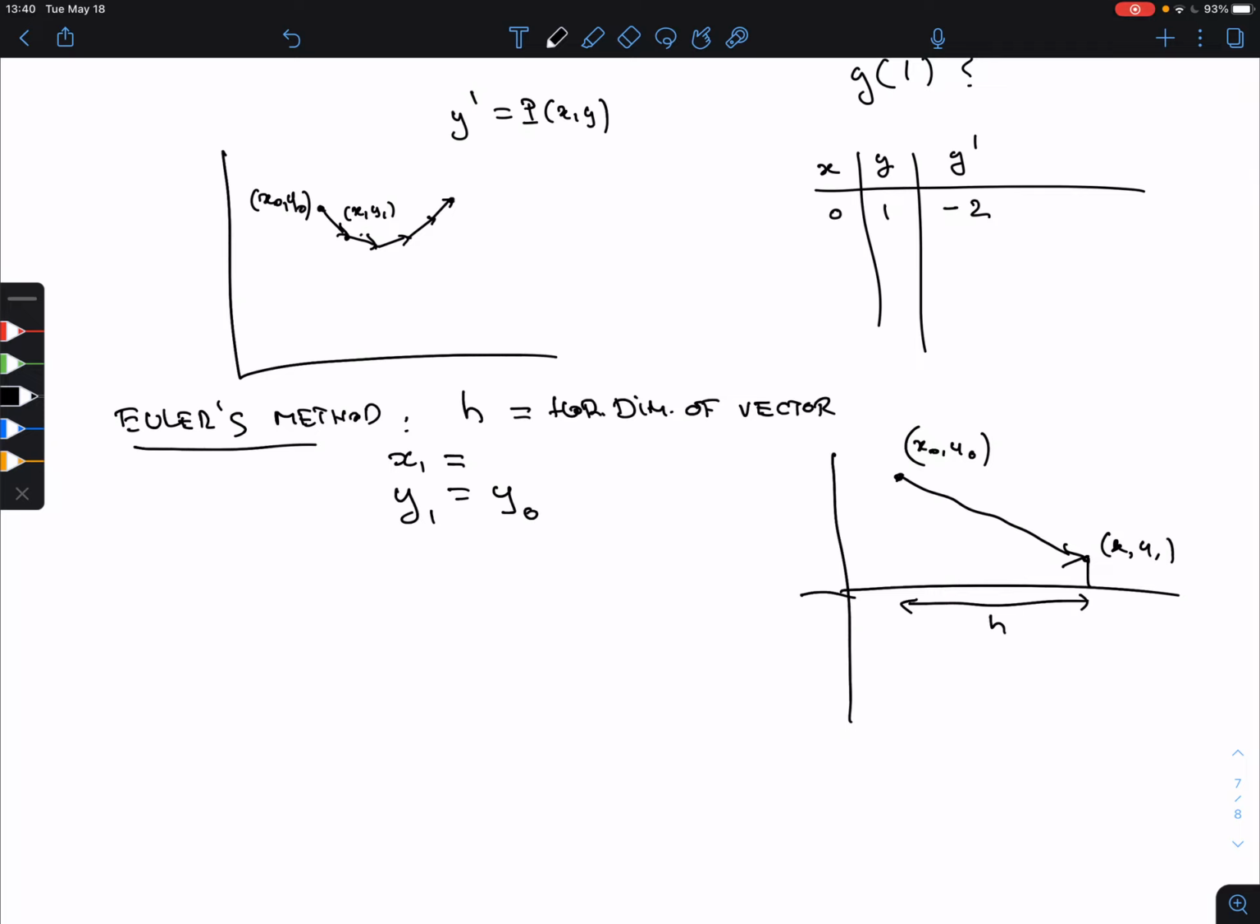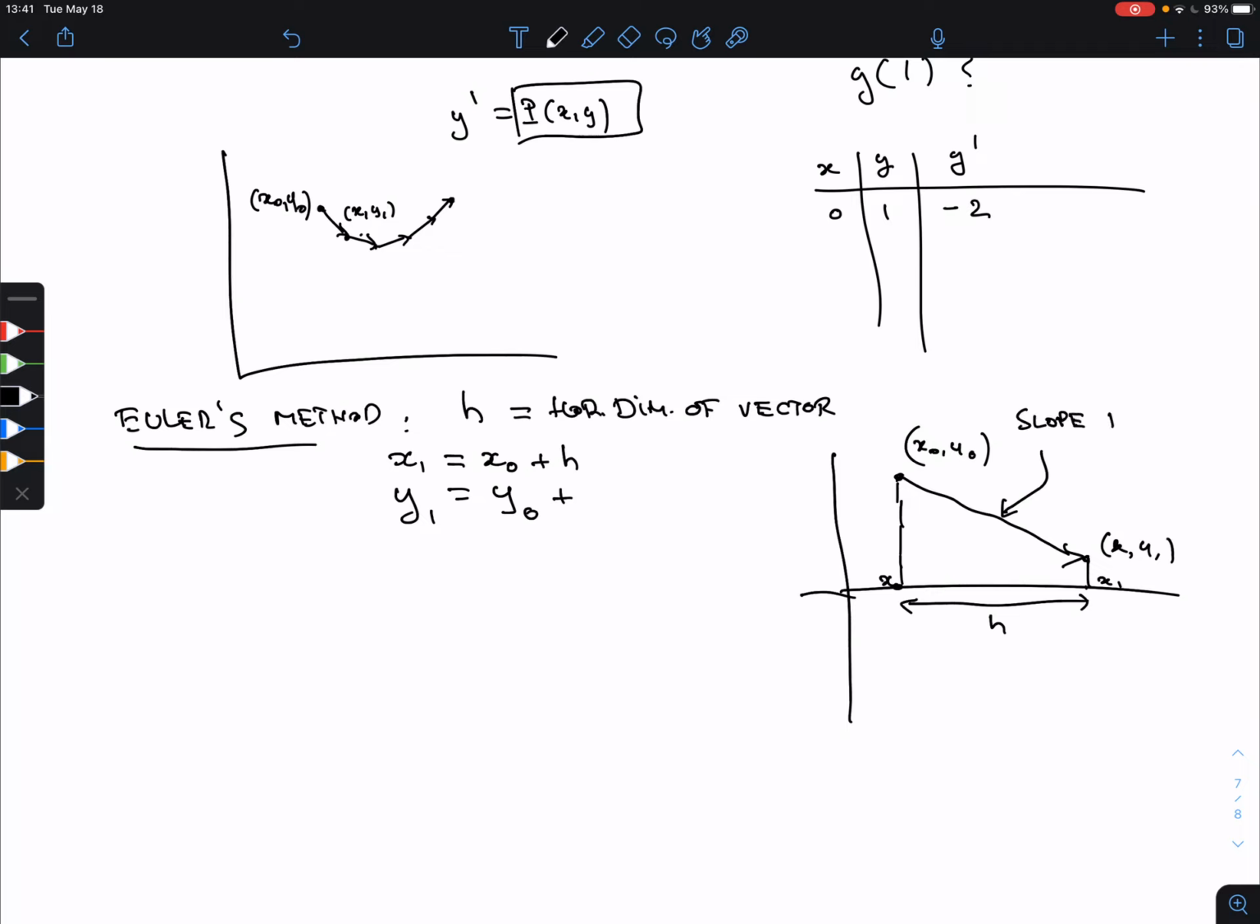So what does that mean for x1? Well, x1 is you just add h. So this was x0, right? x0 would project down here, and this would be x1, and the difference is just h. So this is the formula for x1. So what is now the formula for y1? Well, for y1, we have a slope, and the slope in this case is given by this formula, p(x,y). So this vector, what is the slope?